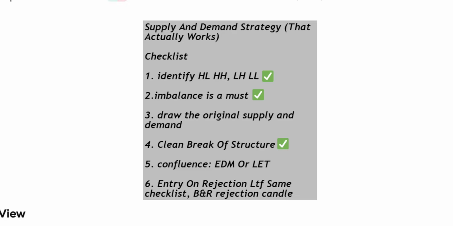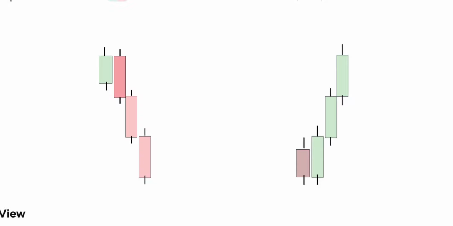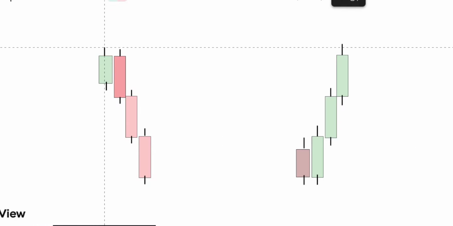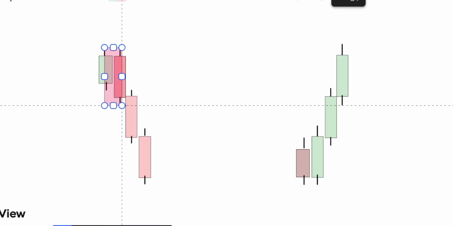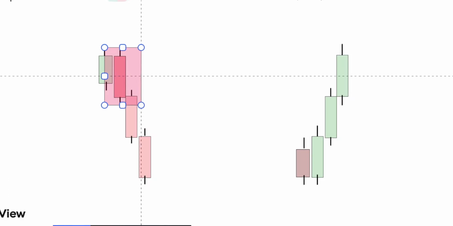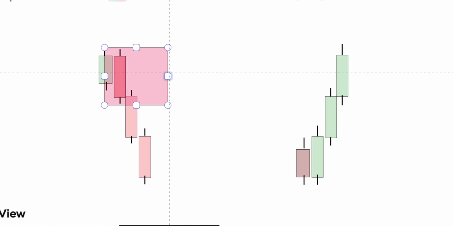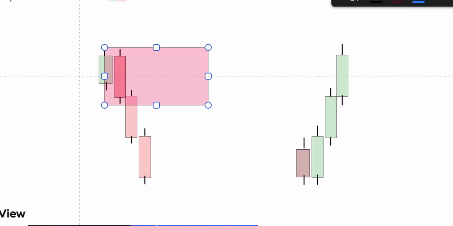Now that we understand the imbalance, let's see how to draw the correct supply and demand. You can identify the supply by marking the last opposite candle before a strong move. Mark the bullish candle's high down to the first bearish candle. Let me show you. This is the high of the last bullish candle down to the first bearish candle. This is how you mark the supply with a rectangle.